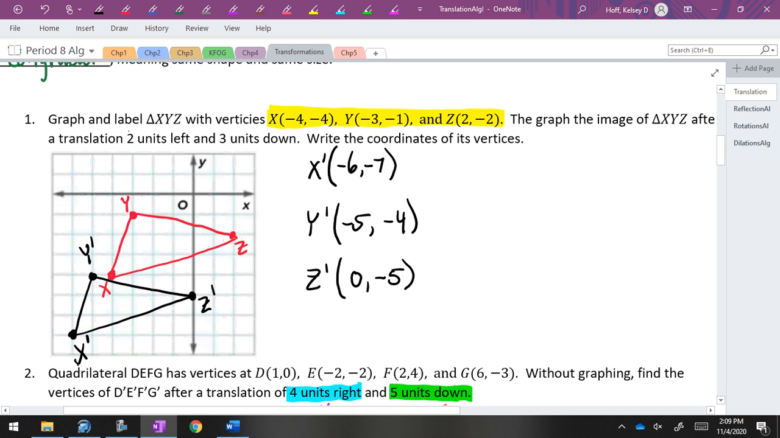Right? 2 units left and 3 units down. Yes, you can write me the coordinates, but in reality, a way you could double check: 2 units left is going to affect X or Y? X, positive or negative? Negative. And 3 units down is going to affect X or Y? Positive or negative? Negative. So really we're subtracting 2 from every X as well as subtracting 3 from every Y. So just another way you can double check.